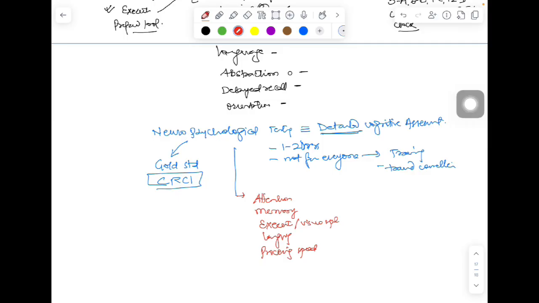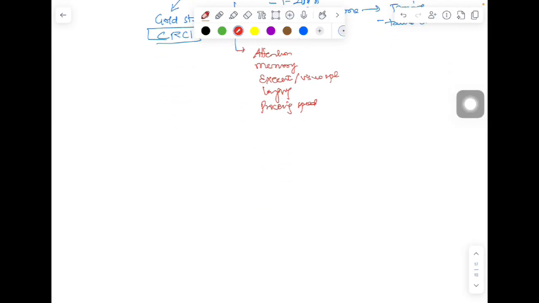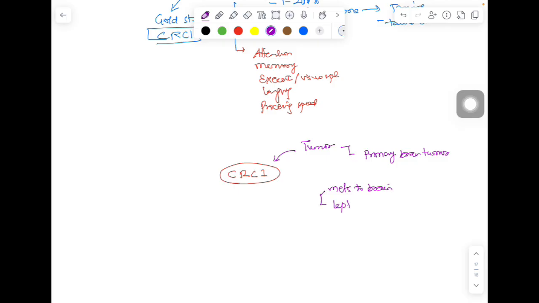Neuropsychological testing. Now coming back to why this CRCI is happening. There are a few factors which can cause CRCI. One is the tumor itself. A tumor itself can cause cognitive impairment. This has two subsets: primary brain tumor or METs to brain, and along with the METs we have leptomeningeal disease. So tumor related CRCI is one common thing. It is more logical to think that cognitive impairment means there is a tumor. The primary brain tumor is more often associated with CRCI. We are going to discuss in detail, but let's first complete what is going to cause this.